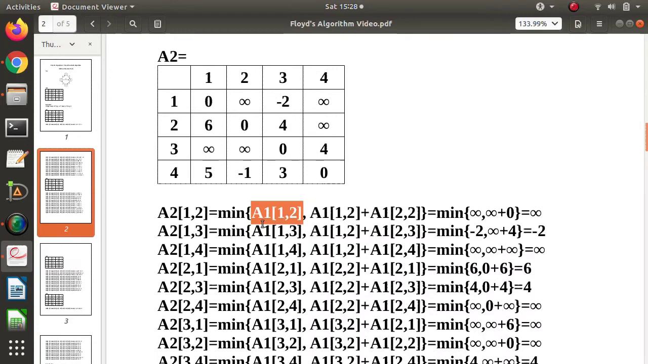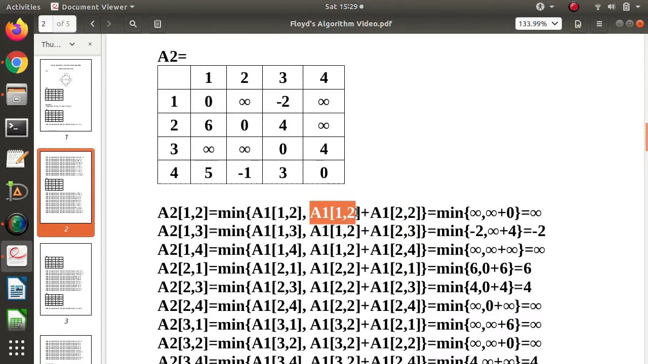So see, here we are taking 2 as an intermediate node. Here we are finding values from 1 to 2 and then 2 to 2. Here you can see 1 to 2, 1 to 2, and then from 2 to 2. So here you are taking 2 as an intermediate node. After taking 2 as an intermediate node, we check whether this value is improved or not.